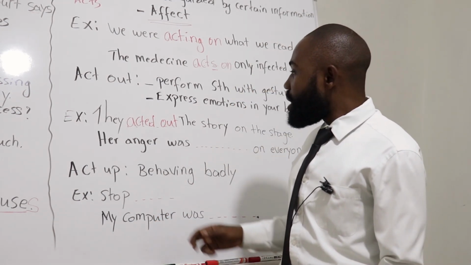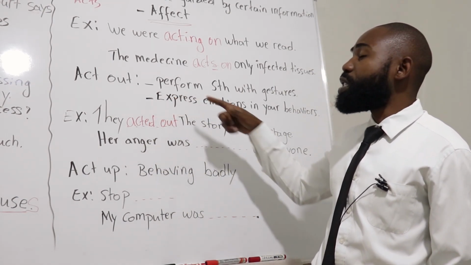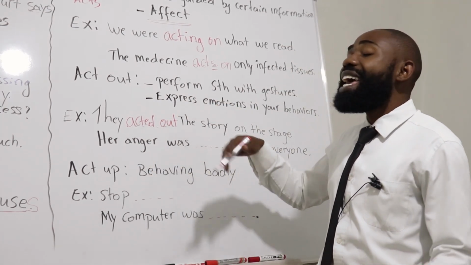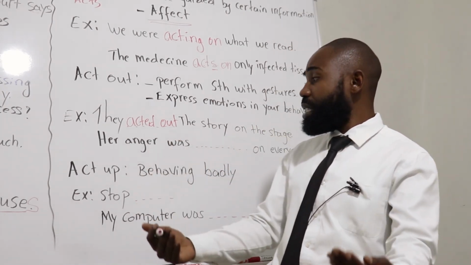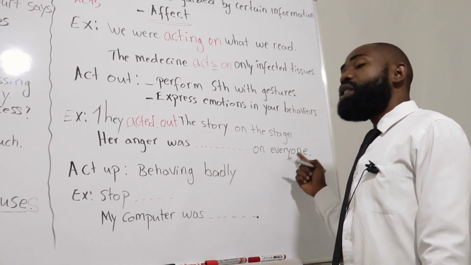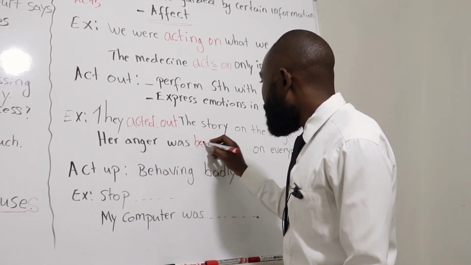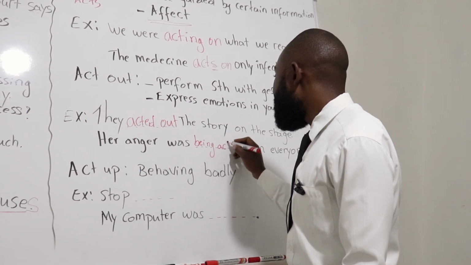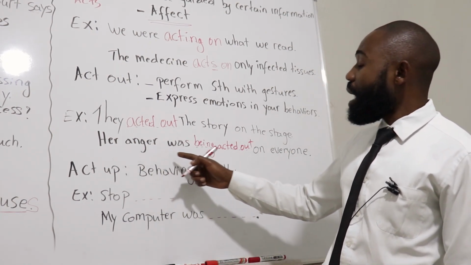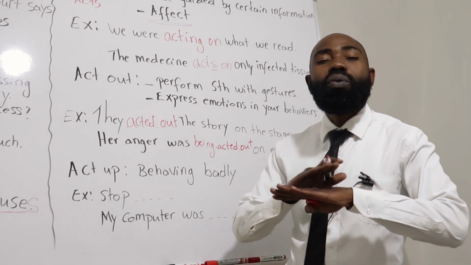Next example, to express, urugero rwa kabiri nuko expressing emotions, kugaragaza amaranga mutima yawe. Twavuga ngo her anger was being acted out on everyone. Her anger was being acted out on everyone. Kuvuga ngo uburakari bwe yari kubutura buri muntu.